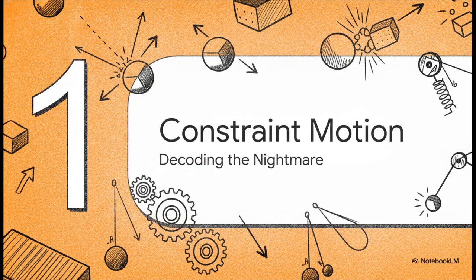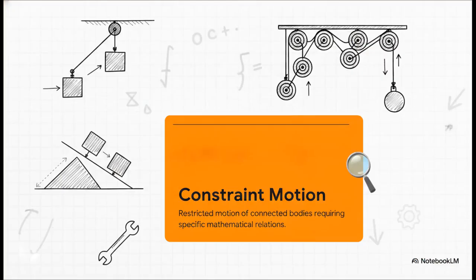Section 1, decoding the constraint nightmare. Let's tackle our first major physics hurdle, which is basically how bodies move when they're physically forced to interact with one another. You see, understanding constraint motion isn't just about memorizing some dry formulas. Not at all. As our source material points out, this is the absolute bedrock foundation for advanced mechanics. When you've got blocks connected by strings passing through multiple pulleys or wedges sliding against each other, their movements are mathematically locked together. It's like a giant puzzle.